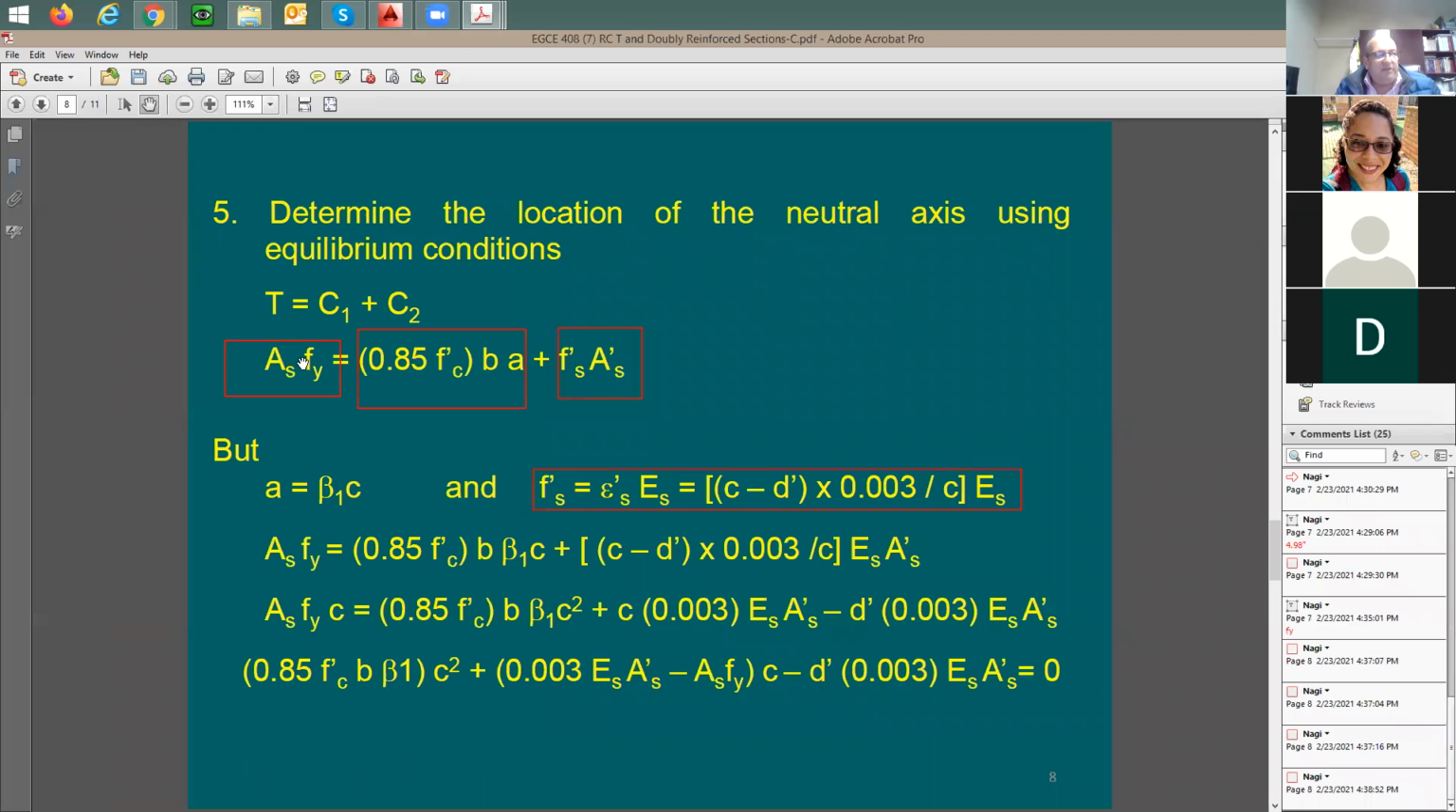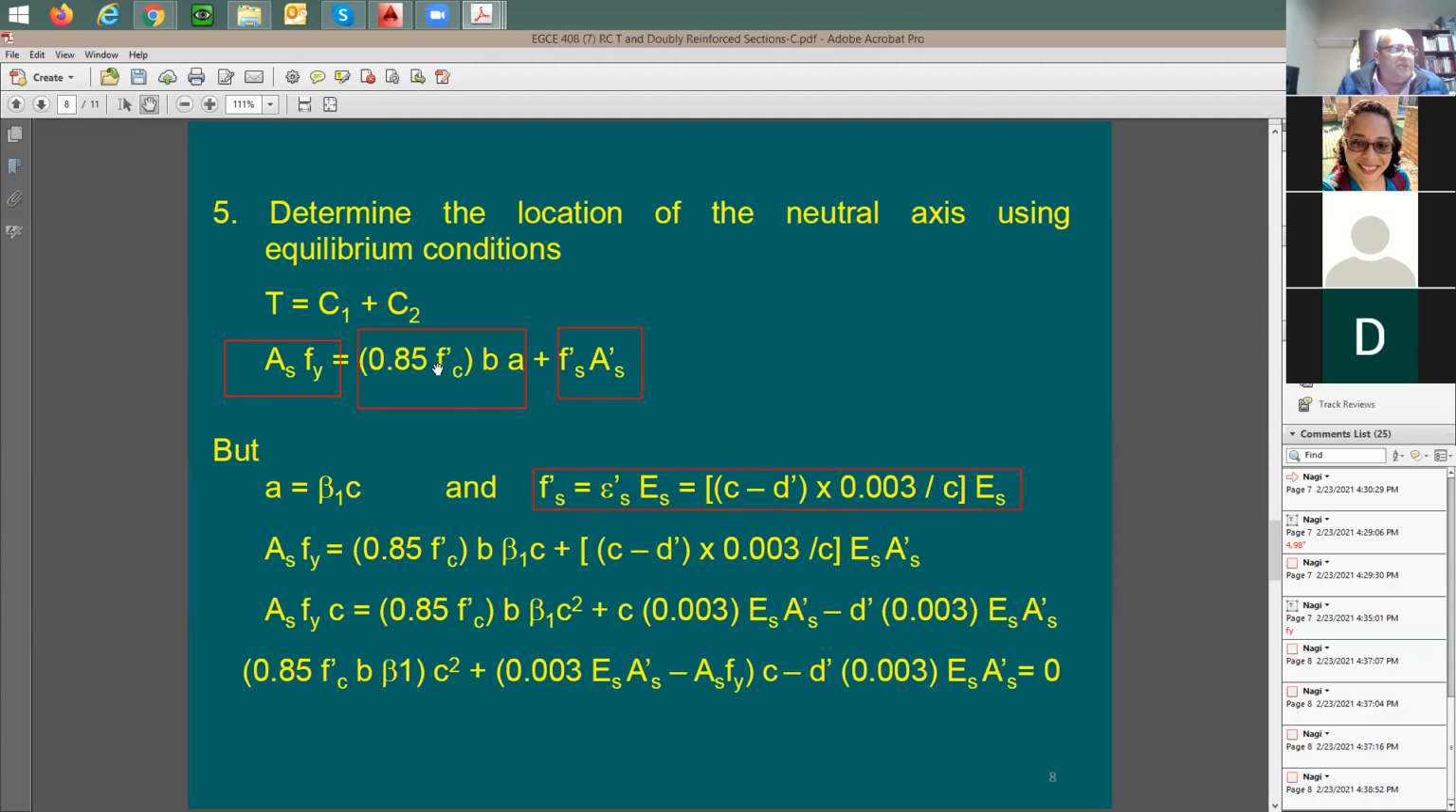So I can take this equation and replace Fs prime with this term, with c minus d prime over c times Es. It means now I get rid of this Fs prime, and it's going to be only one equation, in c. And this a, I'm going to remove and instead replace it with beta 1 times c. So the entire equation here is going to be a function of c.